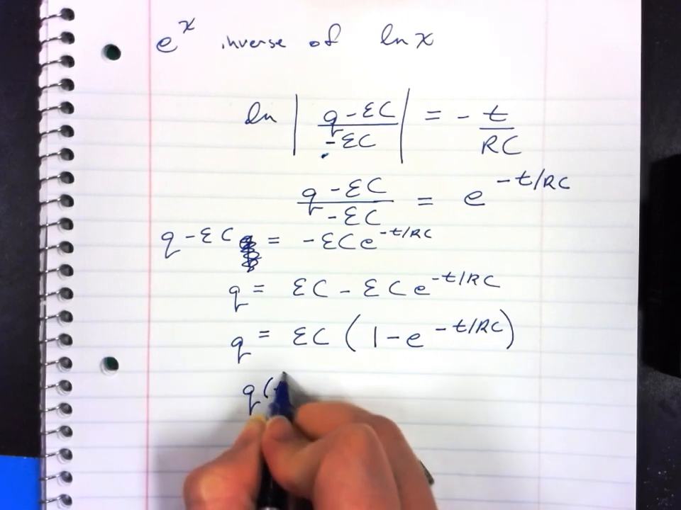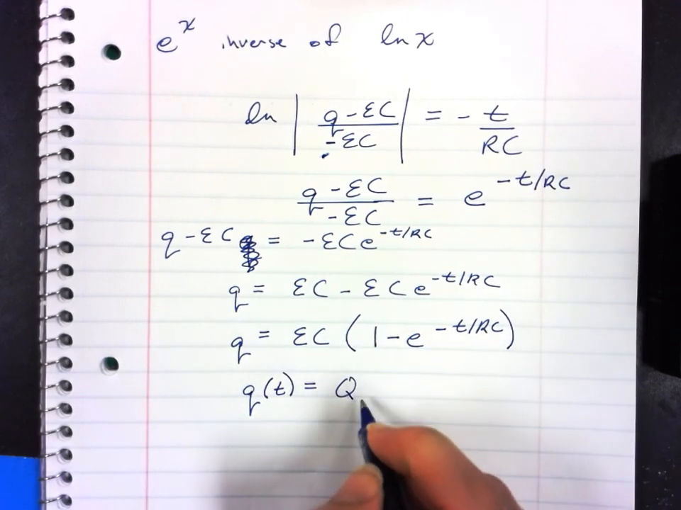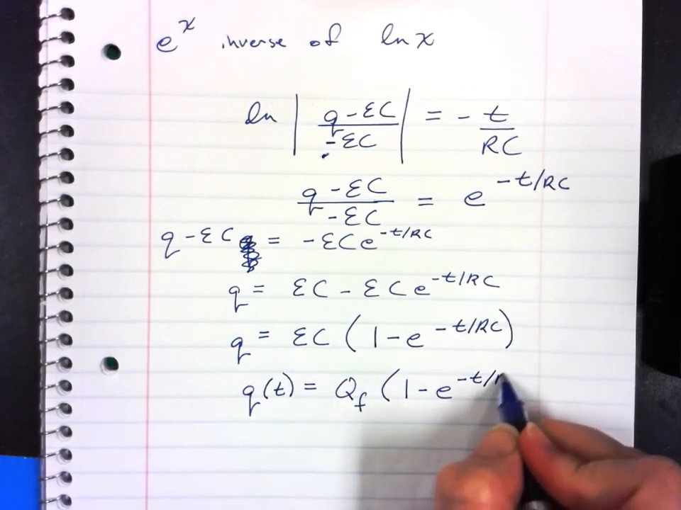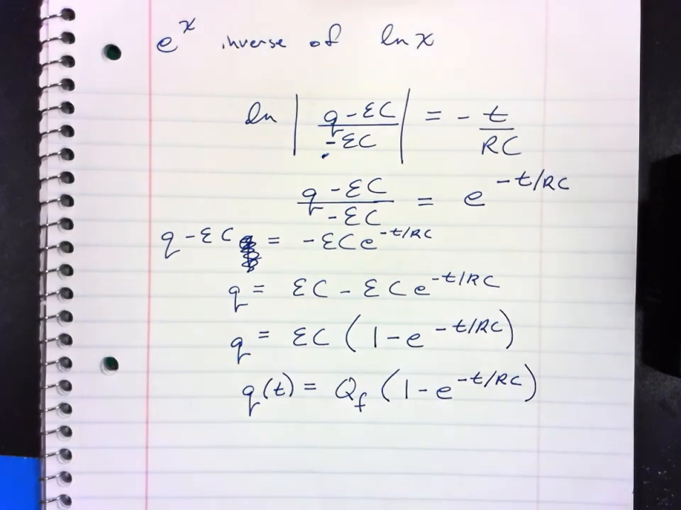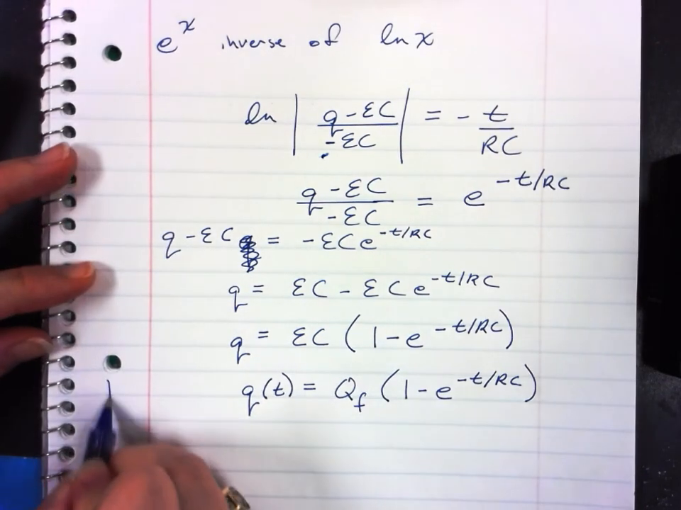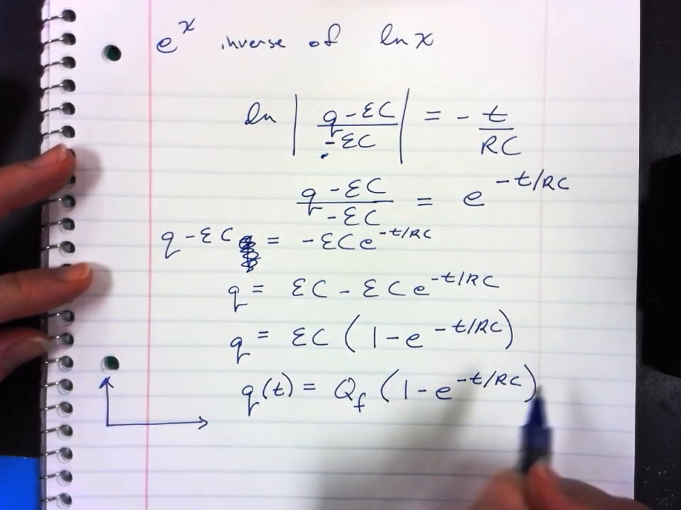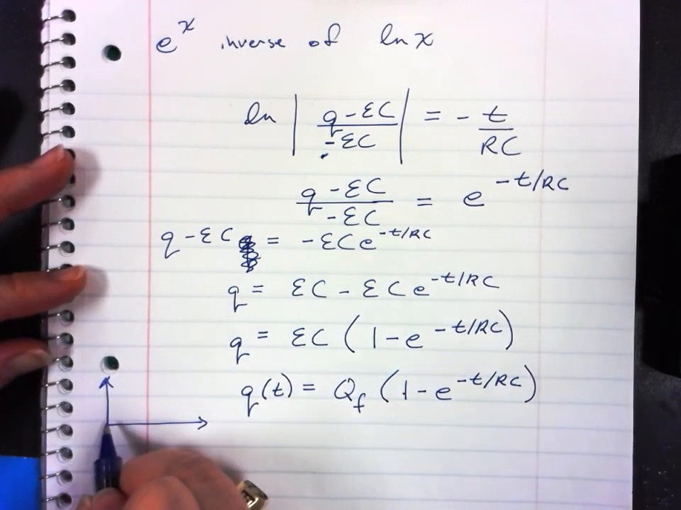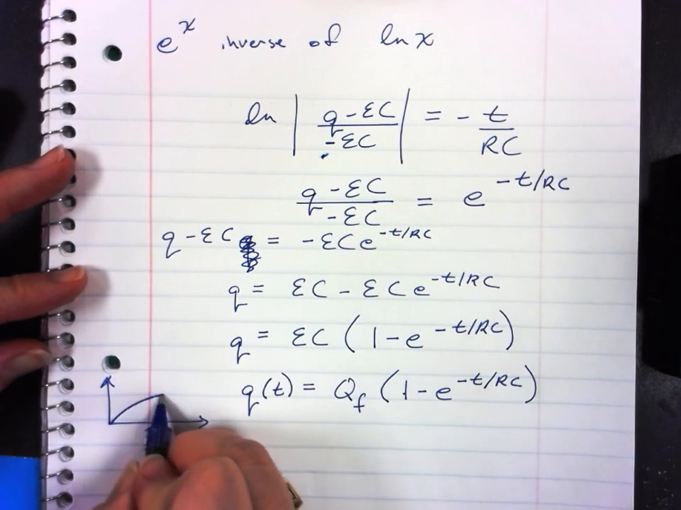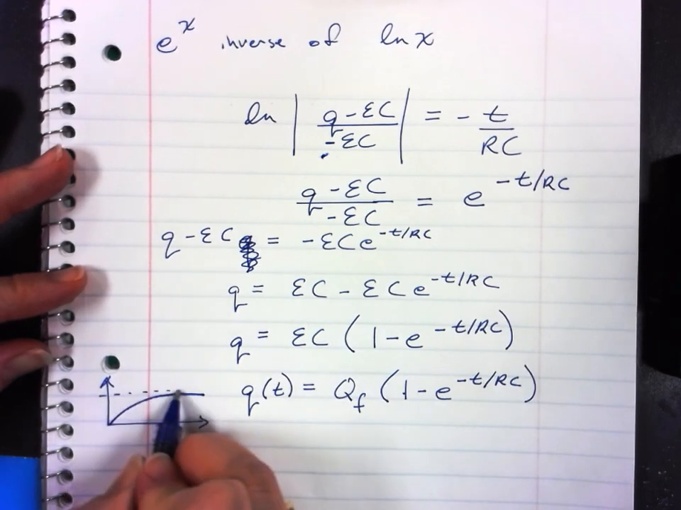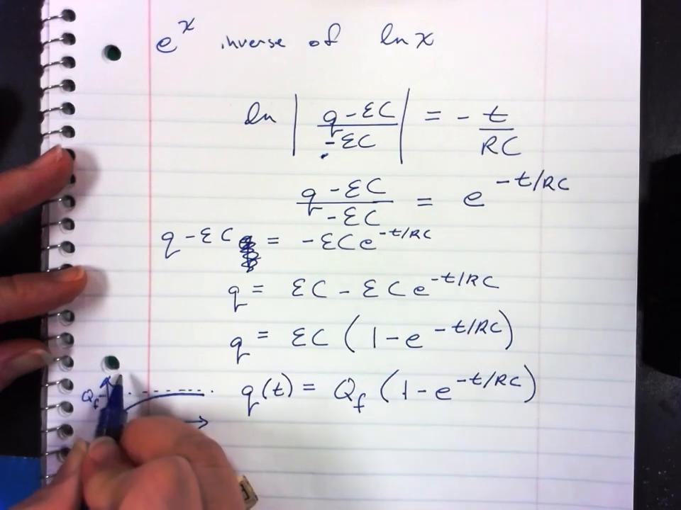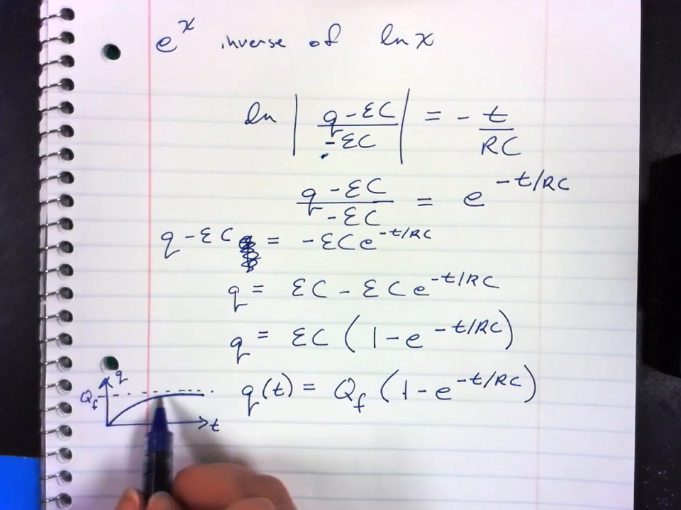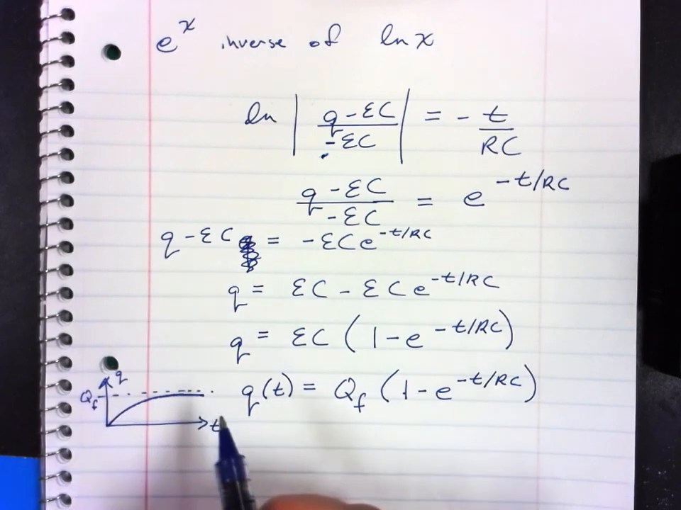So Q as a function of time is equal to the final charge times 1 minus e to the negative t over RC. A graph of this: this is exponential decay, but it's 1 minus exponential decay. So it's exponential growth to a maximum, where this is QF. So this is Q of t. We start with no charge, we build up to a final charge, and after enough time, we say we reached it.